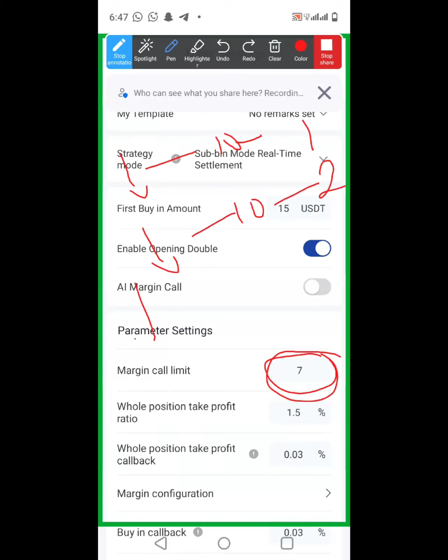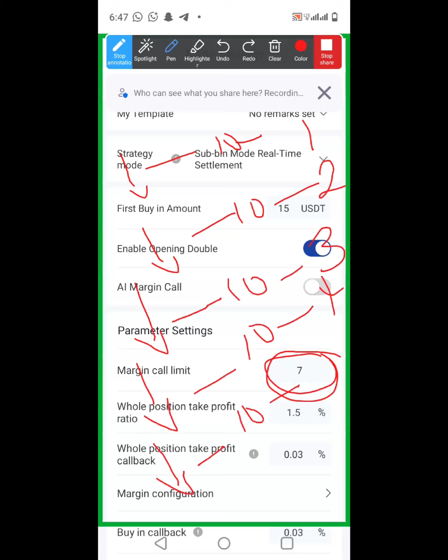Now, the market drops again. It buys at the current price for you, number 3. The market comes down again, $10, it buys number 4. The market comes down again, $10, it buys number 5. Now, the market comes down, it buys $10, number 6. Then it buys $10, number 7.